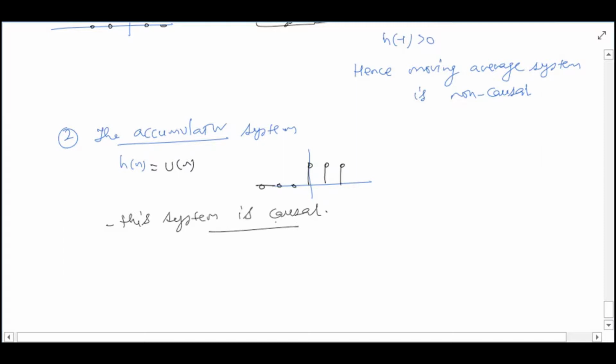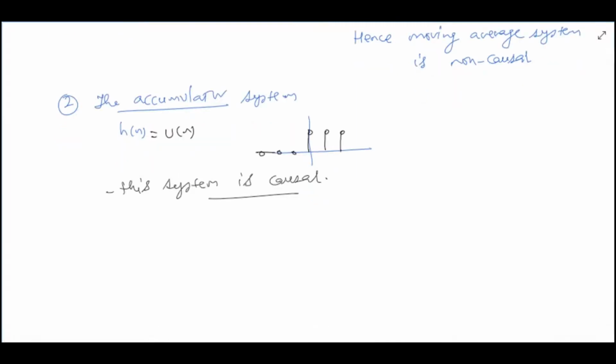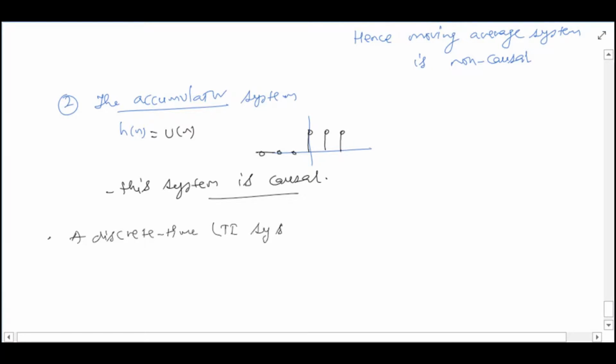Okay, next we move to see how the property of stability is related to impulse response. A discrete time LTI system is stable if and only if the impulse response satisfies the following property. The absolute sum of the terms of impulse response is finite.